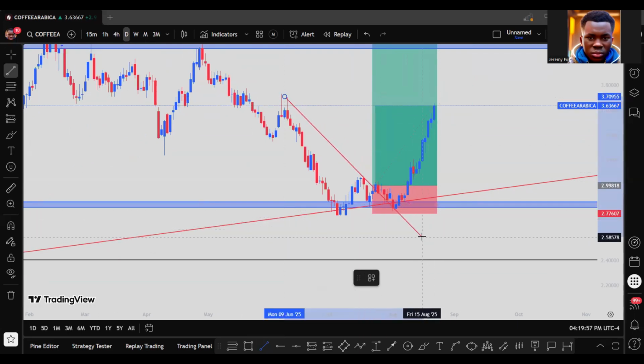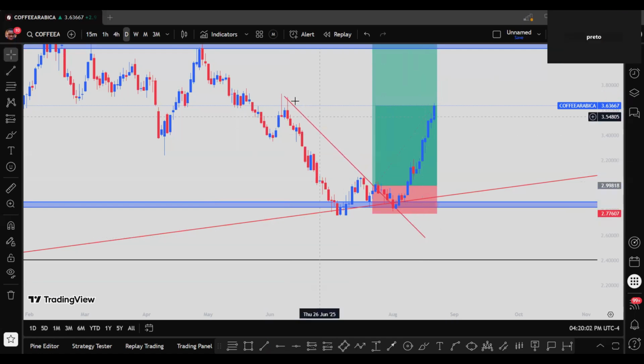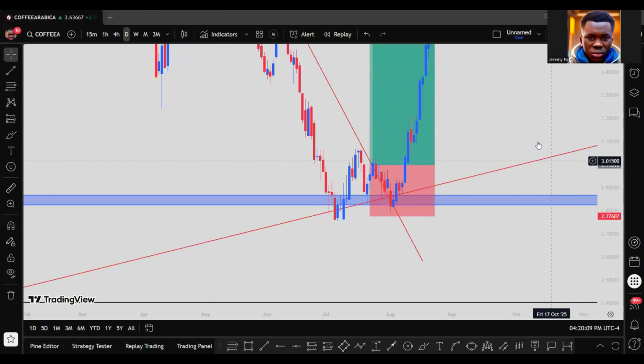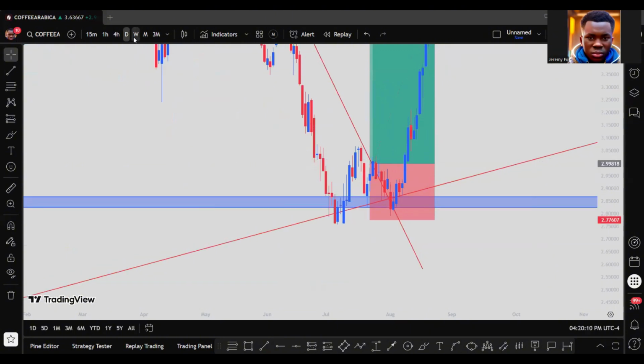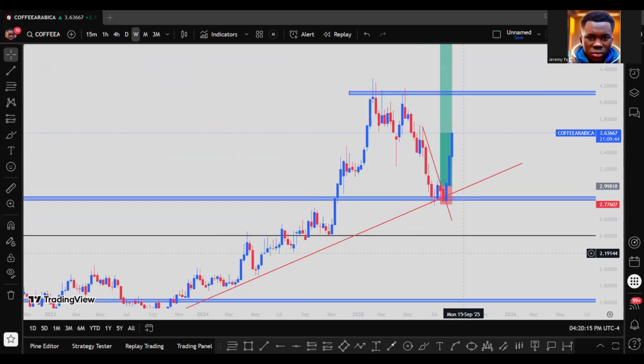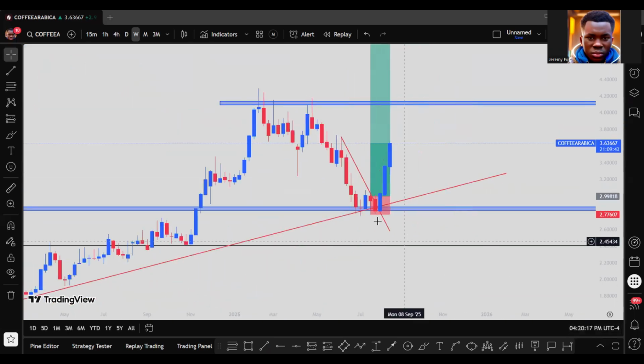So I think, what do you say? Even on the weekly, it's a double bottom. Yeah, there was somewhat of a double bottom here, around this region. Let me go to the weekly, there was somewhat of a double bottom too. Yeah, so this was a very high probability setup.